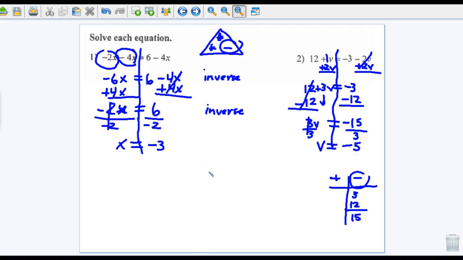Easy peasy lemon squeezy. If you weren't able to keep up with me, stop, rewind, play it again, or just go ahead and push pause. Make sure you have everything copied down and written down in your notes. And then we will move on to the last example.